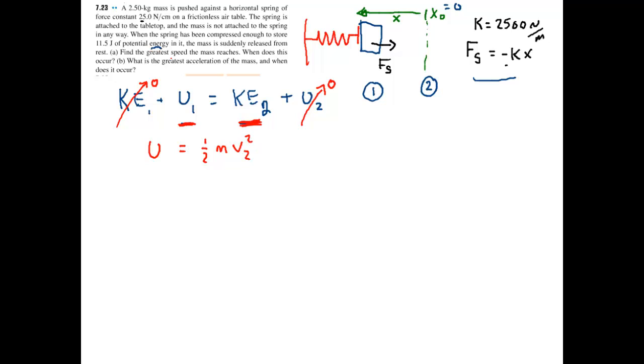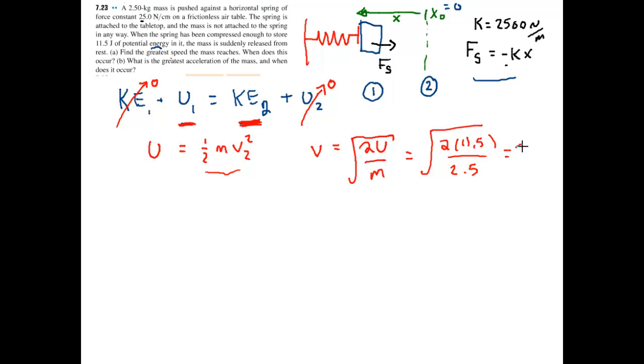All I've done is I've rewritten the kinetic energy in terms of its velocity, and all I have to do is solve this guy for velocity. So the velocity is going to be equal to the square root of 2 times the potential energy of the spring divided by its mass. Take the square root of both sides, and I come up with 2 multiplied by 11.5, divide that by the mass of the box, 2.5 kilograms, and I come up with 3.03 meters per second. So now I've solved for the velocity.